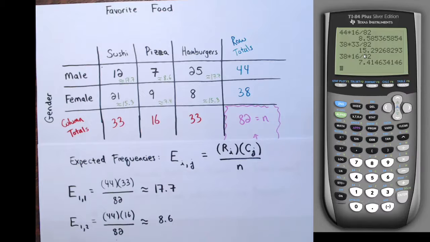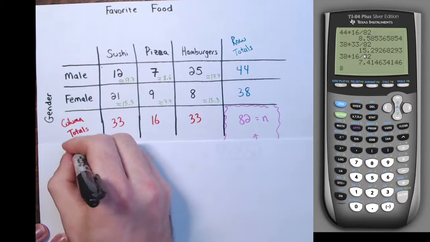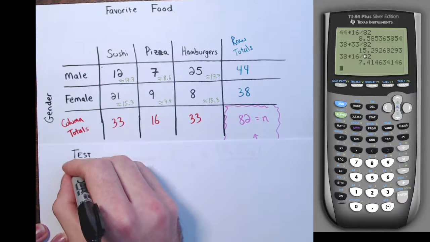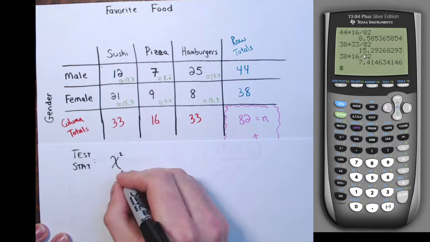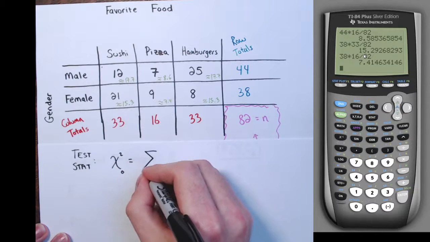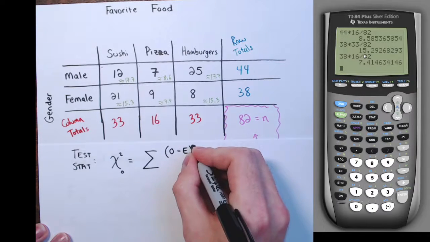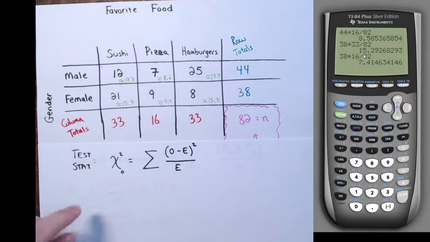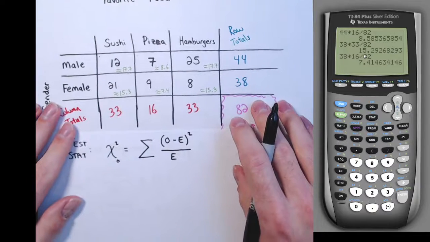So now the test statistic using those values. Remember the test statistic for a chi-squared test, and this was the same for a goodness of fit test as well. The test statistic for these chi-square tests, chi-squared sub 0, is the sum of all the observed values minus their corresponding expected values squared divided by that corresponding expected value. And there's one for each cell. So there will be 6 of these.